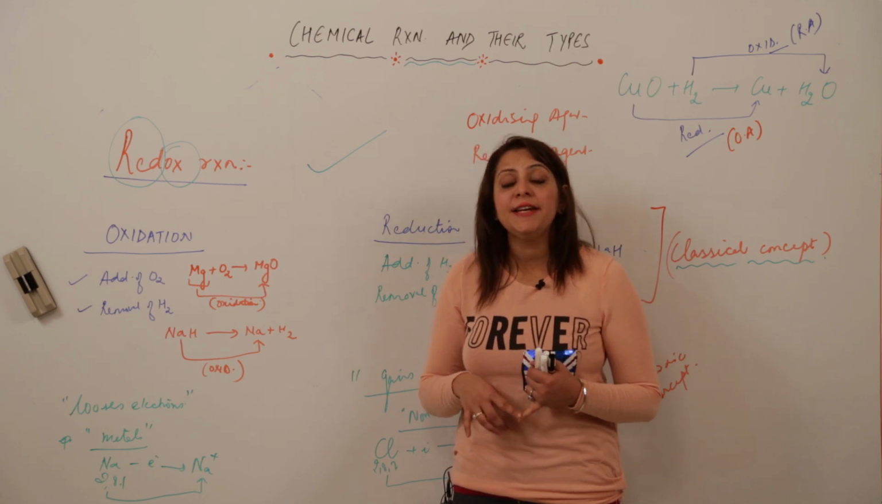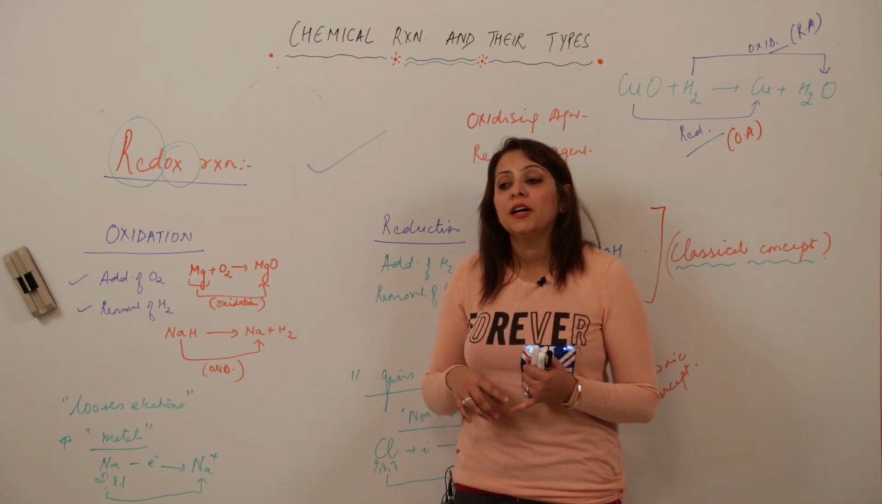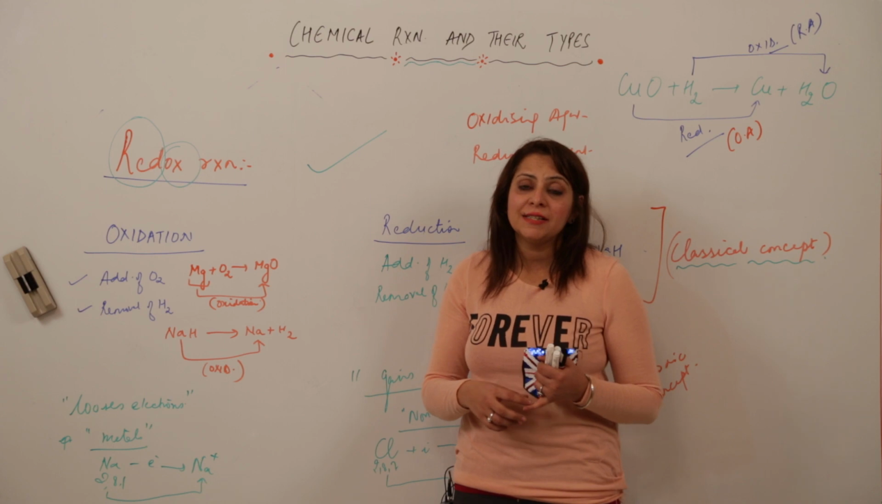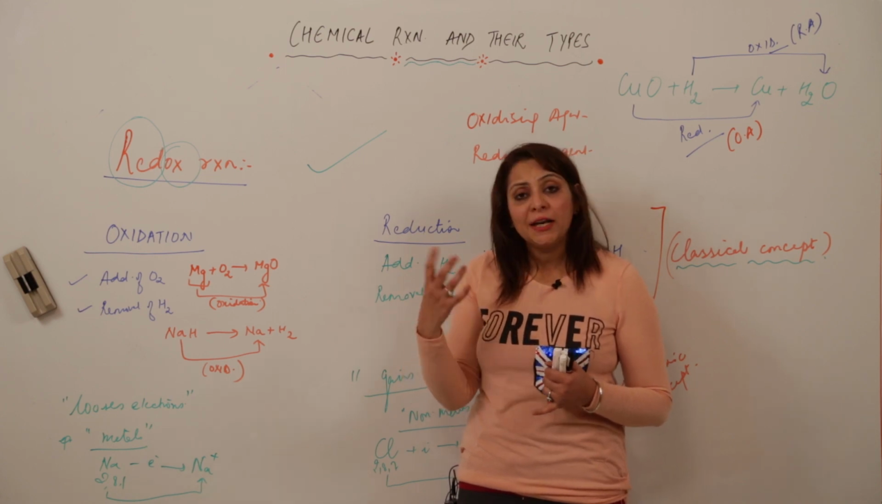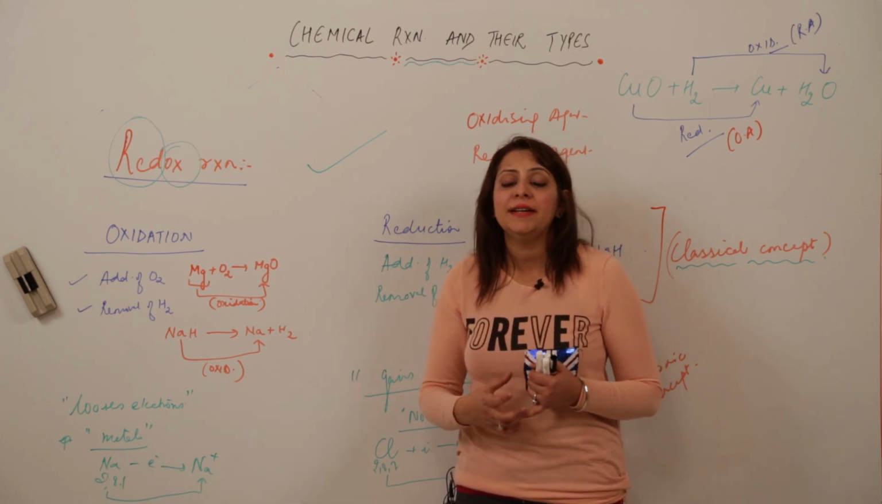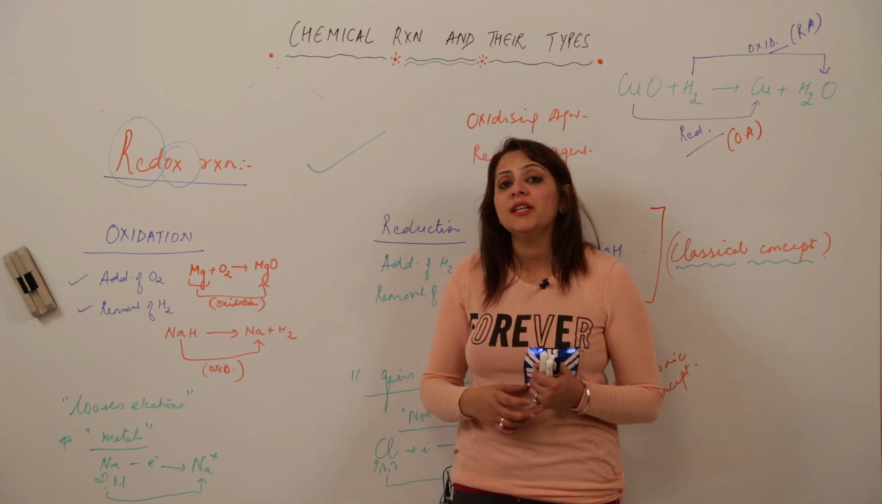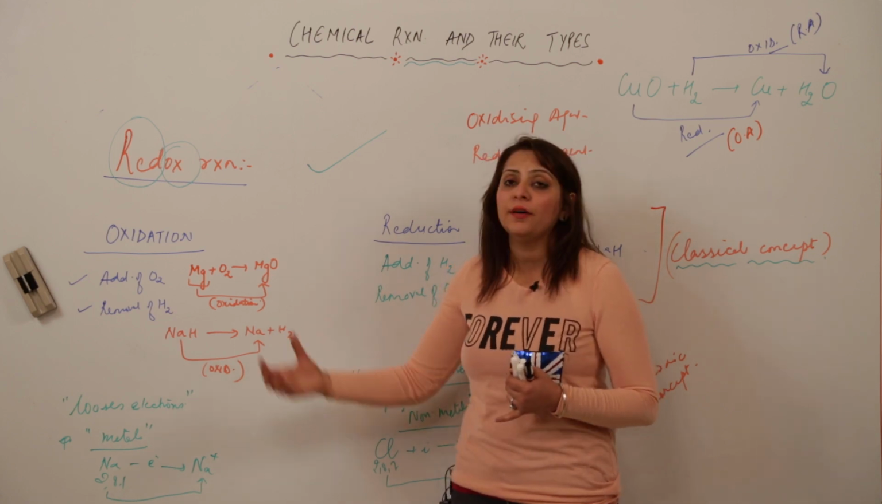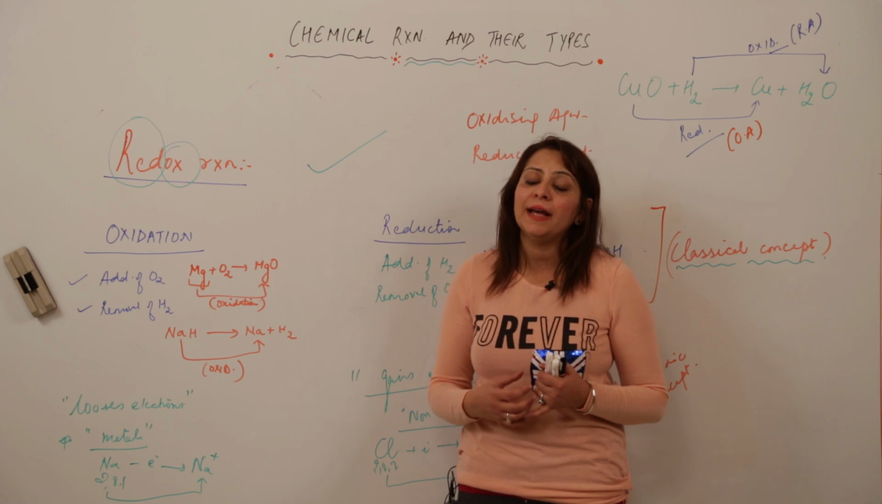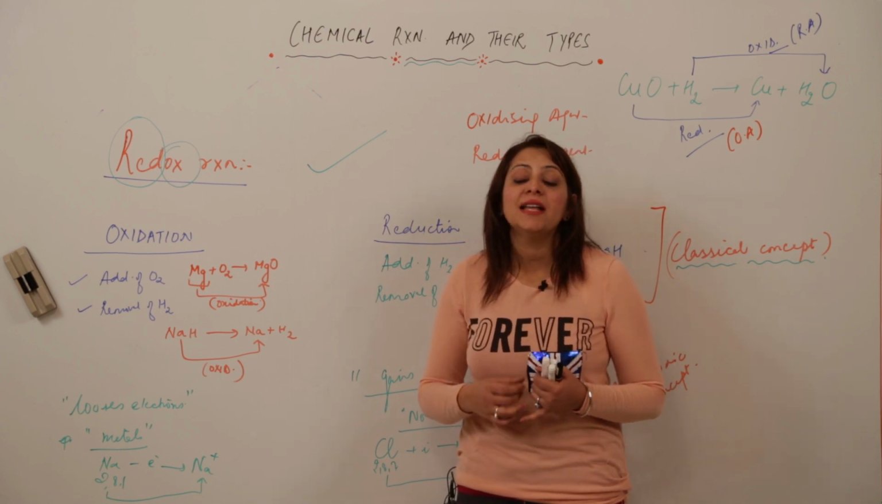corrosion, that is the eating away of a metal article due to certain gases when it is exposed to the atmosphere, the gases which are present in the atmosphere. So corrosion, I am telling you, is an example of a redox reaction which we come across in daily life. And the second reaction is rancidity.